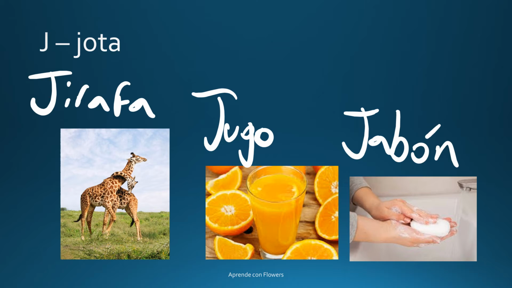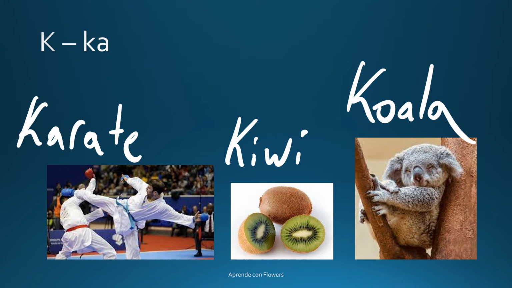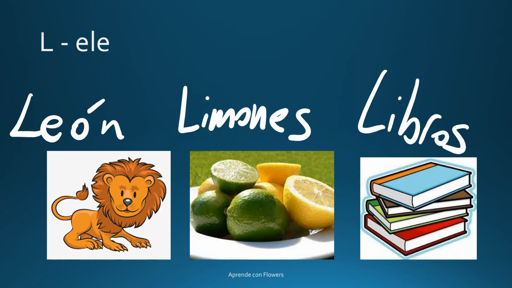Jota. Jota can be tricky if you don't get the pronunciation down. Jota is more like the English H, but can also sometimes have more of a guttural sound. Here we have jirafa, jugo, jabón, and then K: karate, kiwi, koala.